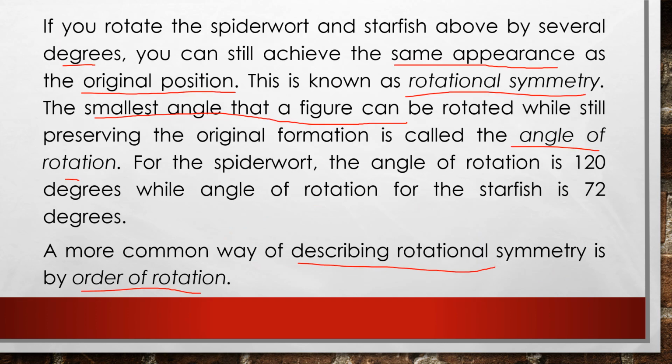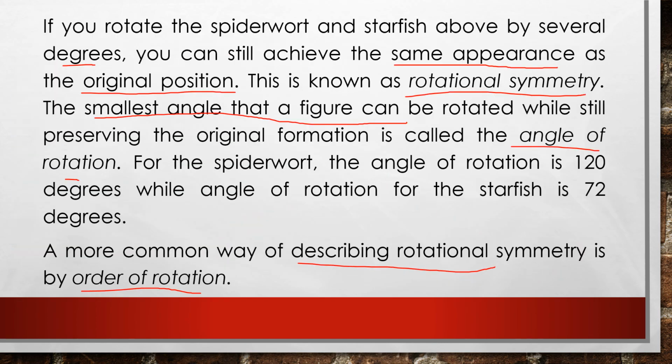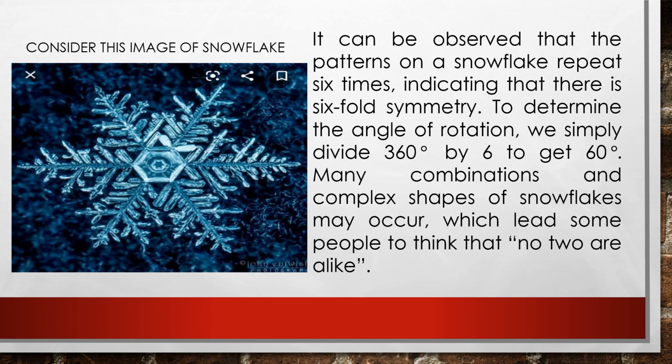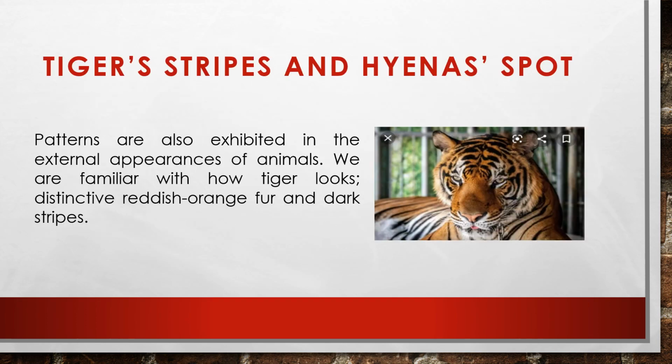Now, to solve for the starfish, the starfish has 5 faces, so we divide 360 by 5. That is why the angle of rotation of the spiderwort is 120, and the angle of rotation of the starfish is 72. Now, the snowflake, class, has 6 faces: 1, 2, 3, 4, 5, and 6. To get its angle of rotation, 360 divided by 6 is 60 degrees. That is all for that.